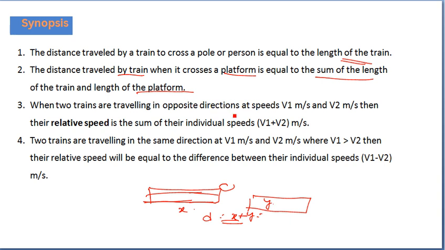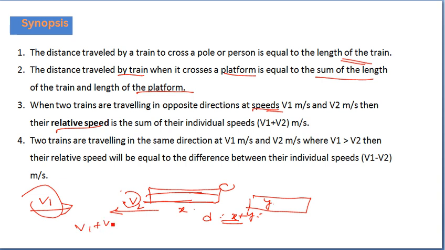When two trains are traveling in opposite directions, for example, one train is going in this direction and the second train is going in the opposite direction, the speed of the first train is v1 and the speed of the second train is v2, the relative speed will be the sum of the speeds of both trains, that means v1 plus v2.